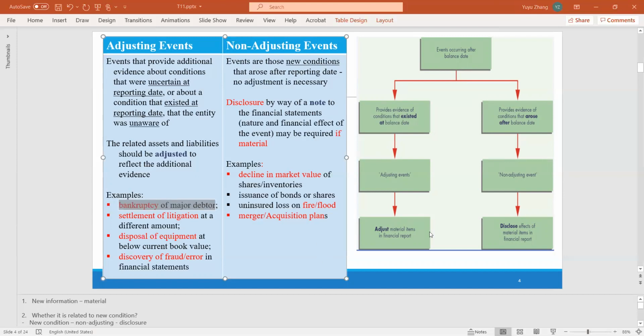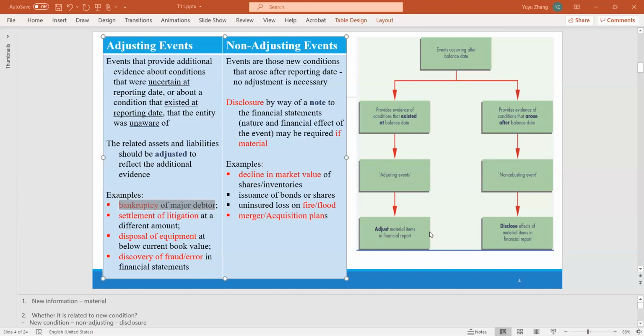Okay, and the fourth example, fraud or discovery of major mistakes in the financial statements. The errors, fraud or mistakes existed there, but you only discover that in the subsequent period. Of course, you are going to make an adjustment as an adjusting event.